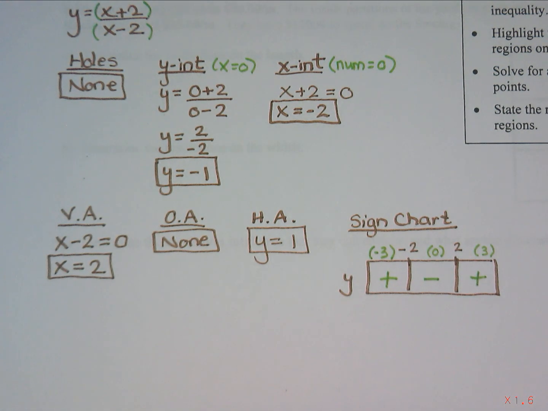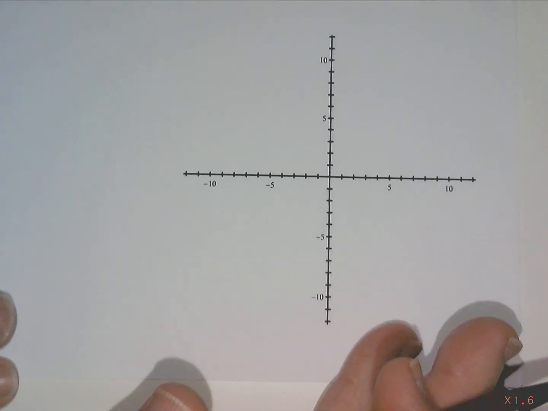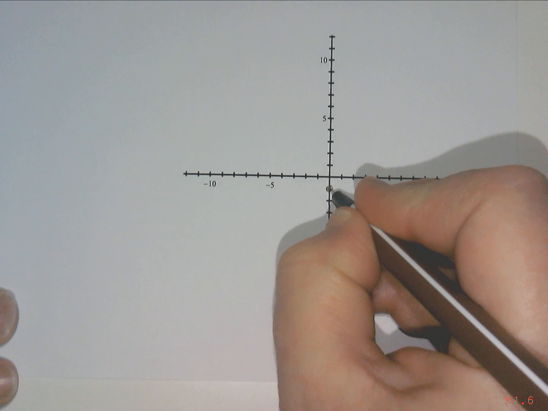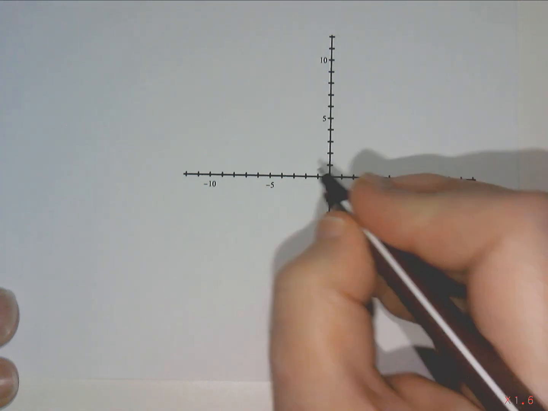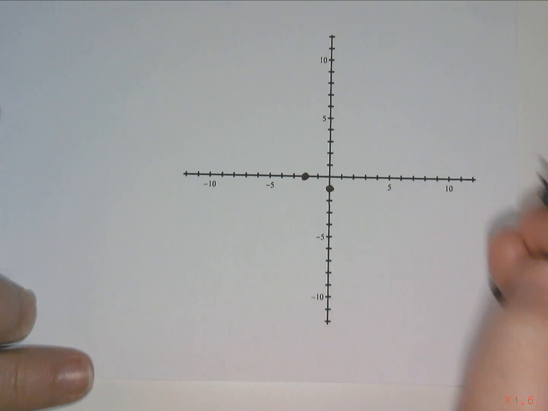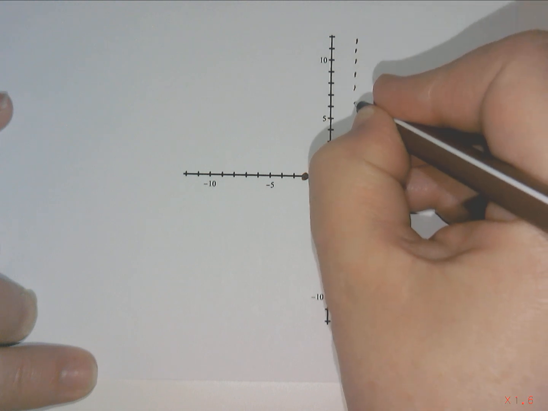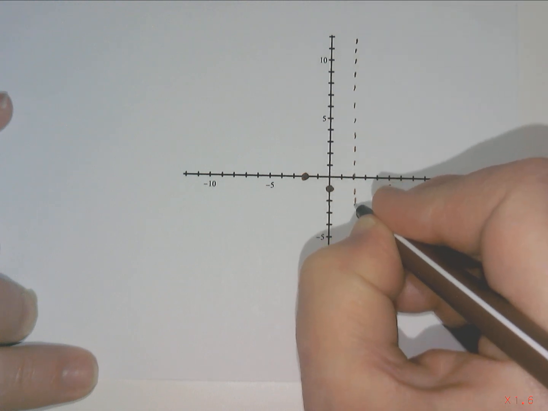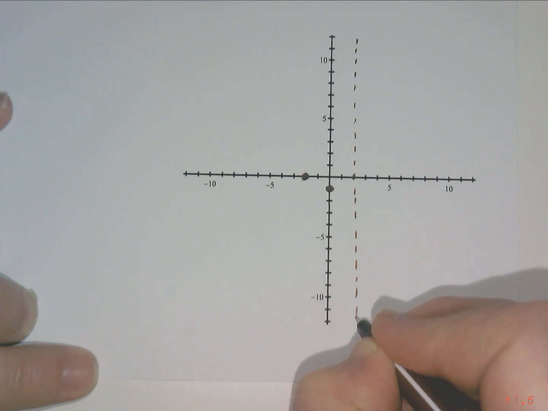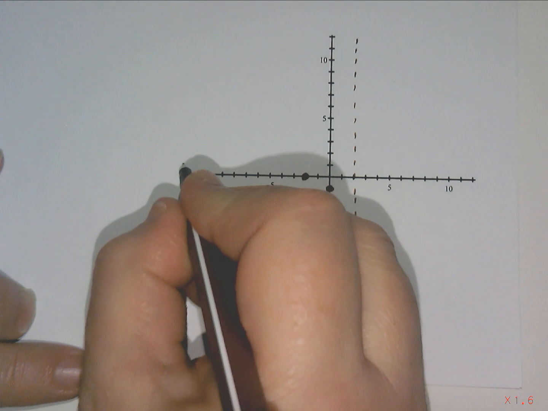Okay, I'm going to take all of that information and we're going to create our graph of what this function looks like. So there are no holes, but we have a y-intercept at -1. That would be here on the y-axis. We've got an x-intercept at -2. We have a vertical asymptote at 2. I should use a ruler. I'm just going to try to go for it here. And then we have a horizontal asymptote at 1.